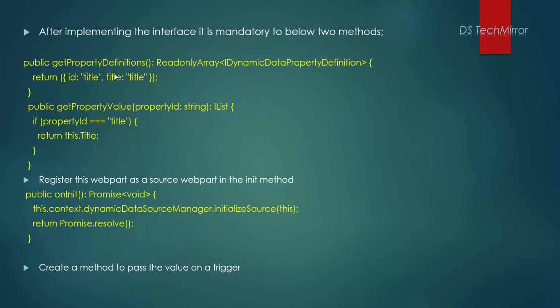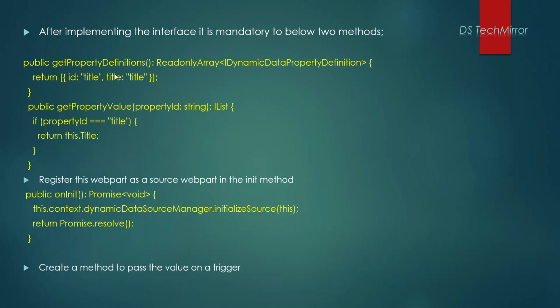In my case, I have given that ID would be title, and then title would be title. For example, tomorrow I might be passing any location, so I will say ID is location, title is location, or I can say I am passing employee name, ID employee name, or I can give a different ID as well, and title would be employee name. So I just have to add the definition of the property which my source web part is going to pass.